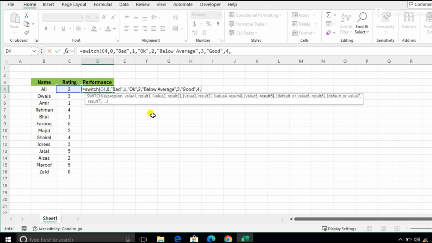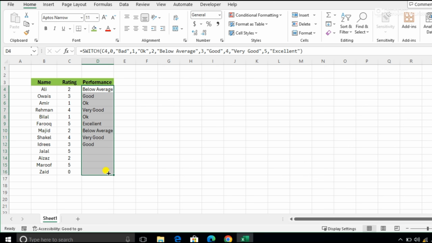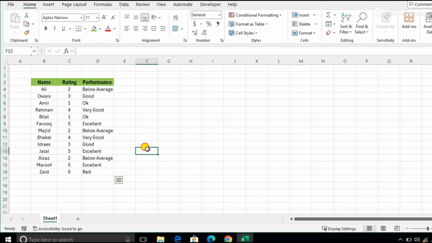and 4 for very good, and 5 for excellent. So bracket close at last and enter. So this formula I have apply all column. Here we can see that they are adjust with respect to red, good, excellent, very good, below average. So 0 bad.